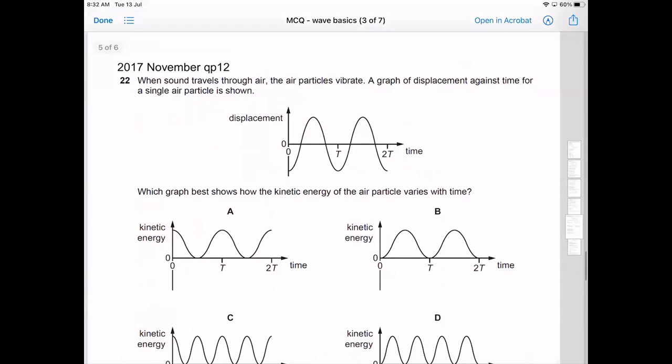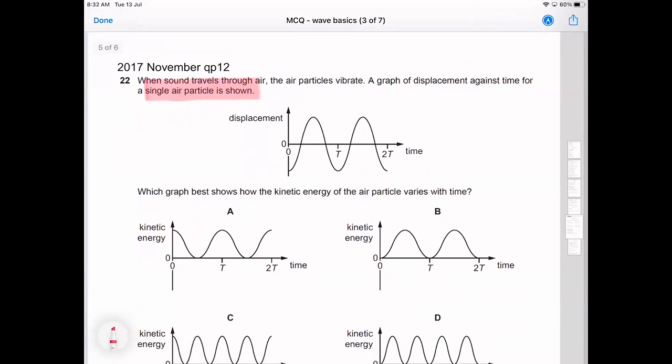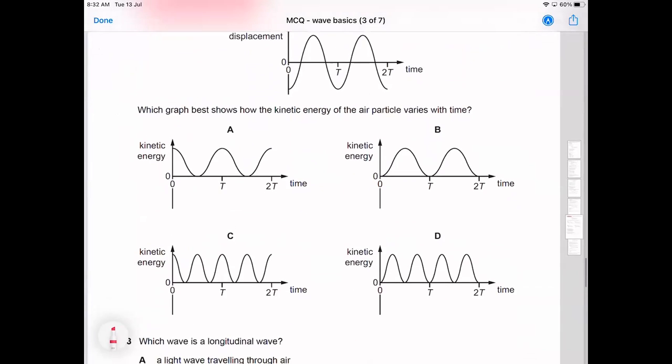When a sound wave travels in air, the air particles vibrate. A graph of displacement against time for a single air particle is shown. I just want to highlight quickly, this is precisely what we've been talking about the entire time. They're telling you that it's a single air particle, so it's the displacement for one single air particle. And then it says, which graph best shows the kinetic energy of the air particle as it varies with time.